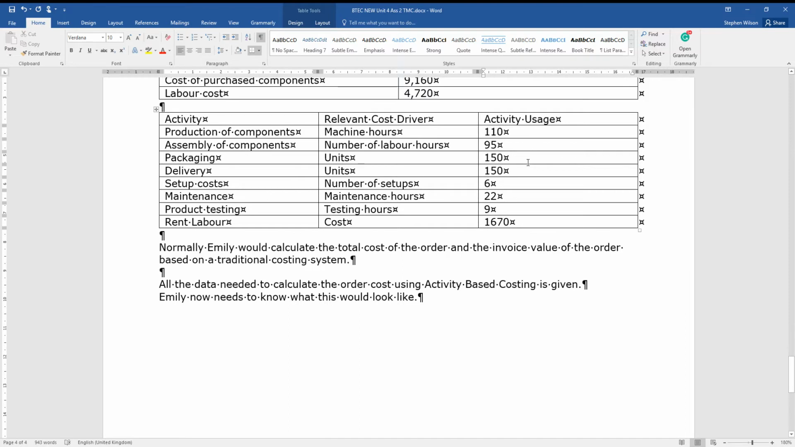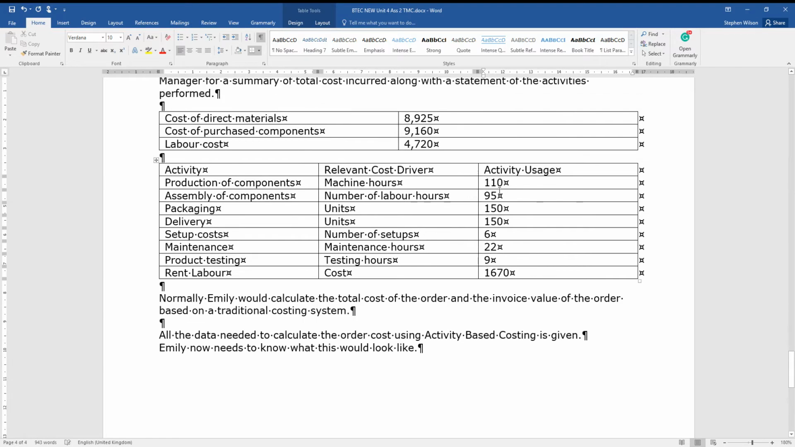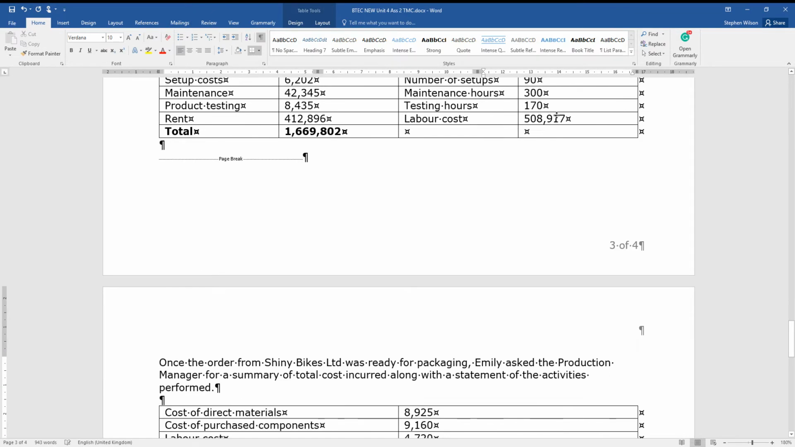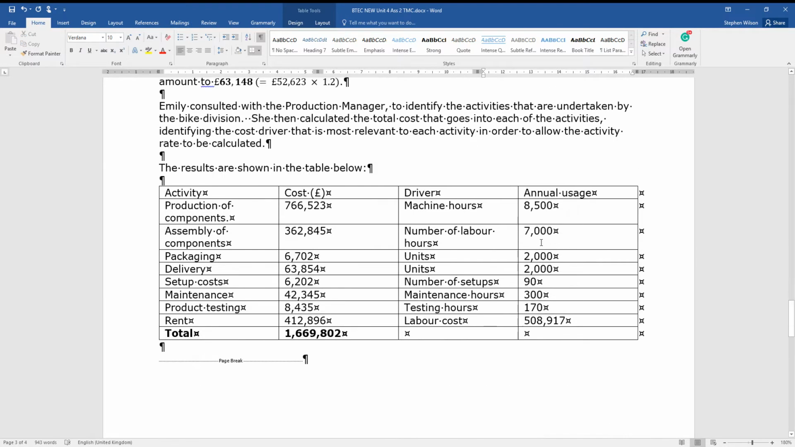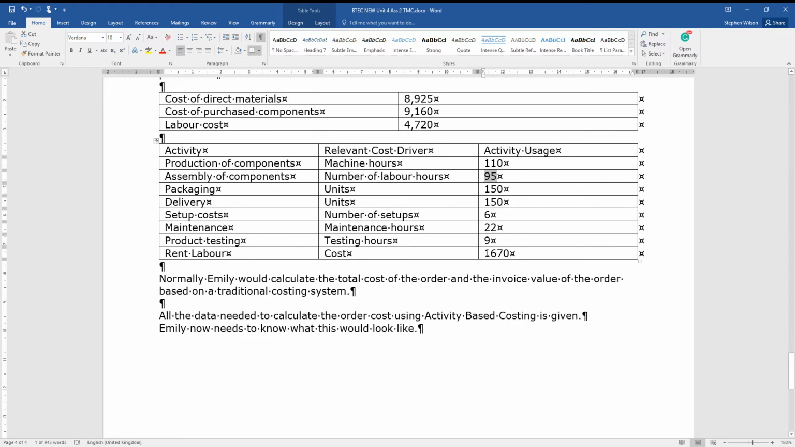Essentially all you have to do is this: if it costs us £766,523 for 8,500 hours, how much does it cost for 110 hours? That's not a complicated calculation, is it? But that is a calculation you can do on a spreadsheet. If for 7,000 labour hours it costs us 362,845, how much does it cost us for 95 labour hours for this job? And so that's what we're working out here.